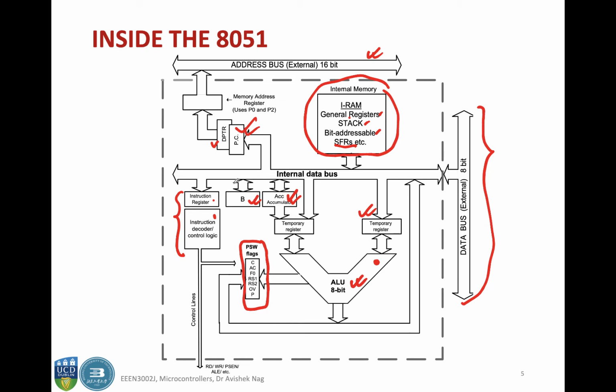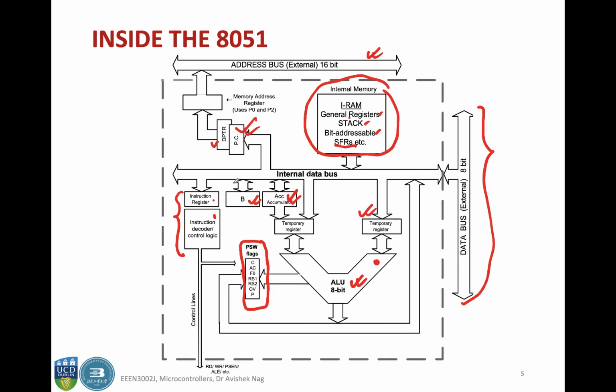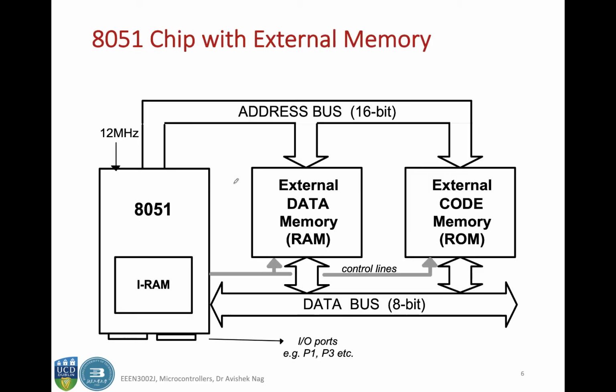Okay, so we talked about the internal blocks of the microcontroller, and then sometimes the internal RAM may not be enough, so you can interface with external memory. So you have external data memory and external code memory. So you can store your code also in an external memory, and then using the combination of the data bus and the address bus, you can access these codes.